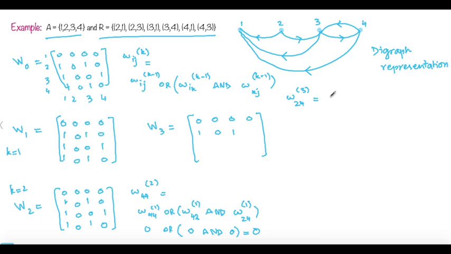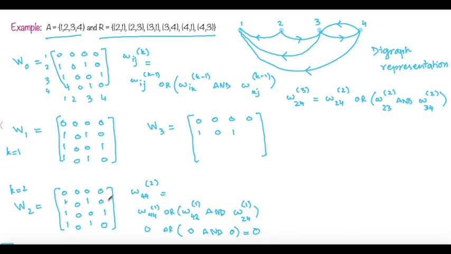So what is the formula? W24 of 2 or, K is equal to 3, remember? So W23 of 2 and W34 of 2.